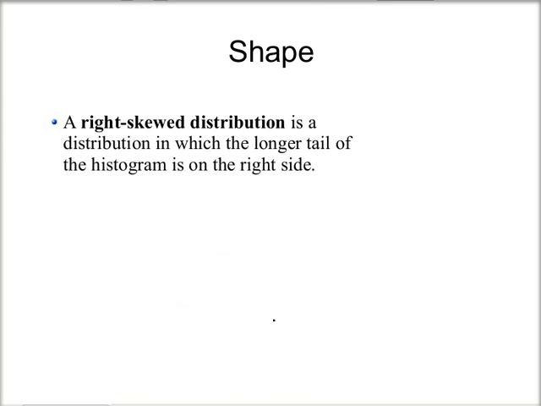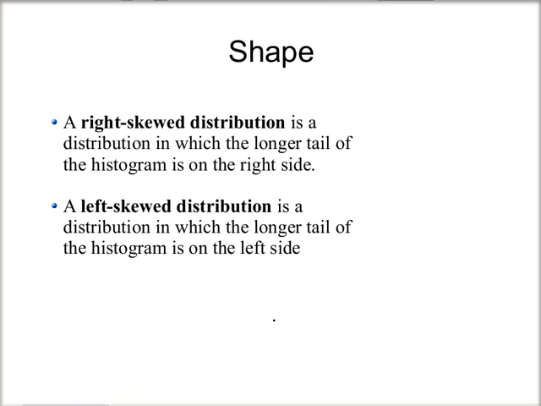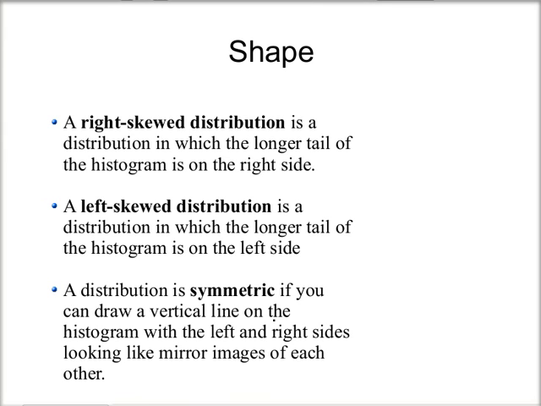A right-skewed distribution is a distribution in which the longer tail of the histogram is on the right side. So that's like the example we just looked at. A left-skewed distribution is a distribution in which the longer tail of the histogram is on the left side, so that's the opposite. And finally, a distribution is symmetric if you can draw a vertical line on the histogram with the left and right sides looking like mirror images of each other.